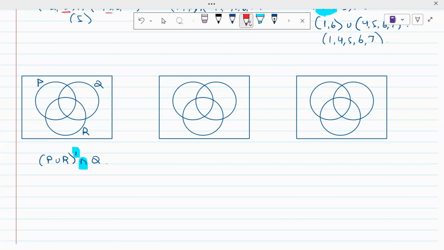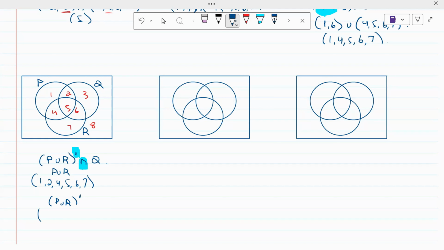Let's follow the steps if you cannot do it directly. 1, 2, 3, 4, 5, 6, 7, 8. So P union R would be 1, 2, 4, 5, 6, 7. This is P union R. And P union R whole complement means removing it from the universal.